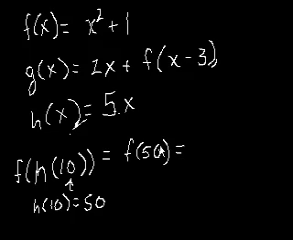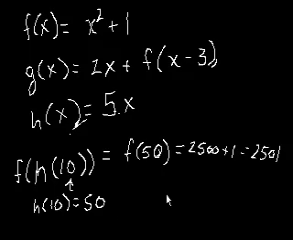And then f of 50 is, I think, pretty straightforward at this point. You just take that 50 and replace it back here. Well, it's 50 squared plus 1. Well, 50 squared is 2,500 plus 1. That equals 2,501.